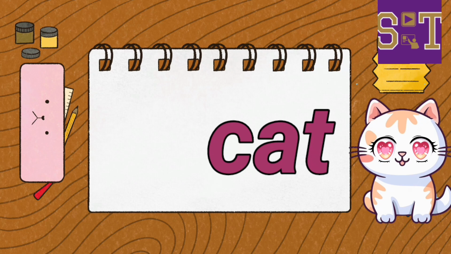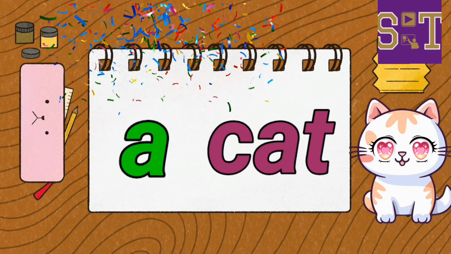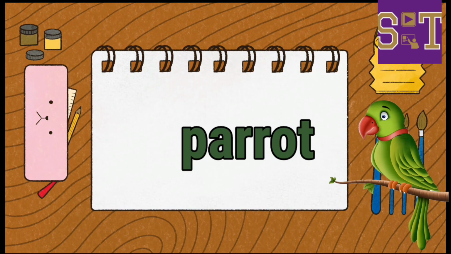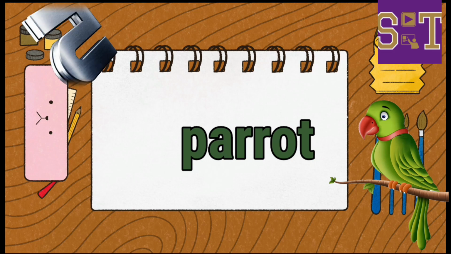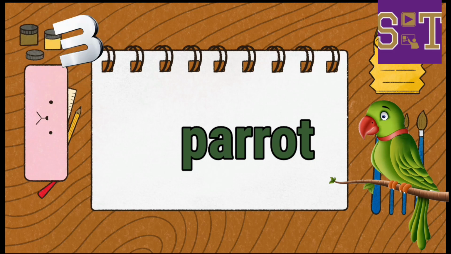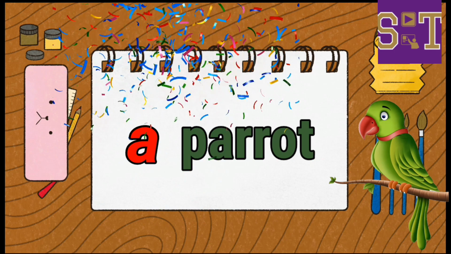Cat. The word cat has a consonant sound, so we use here A. A cat. Parrot. The word parrot has a consonant sound, so what we have to use? A parrot.